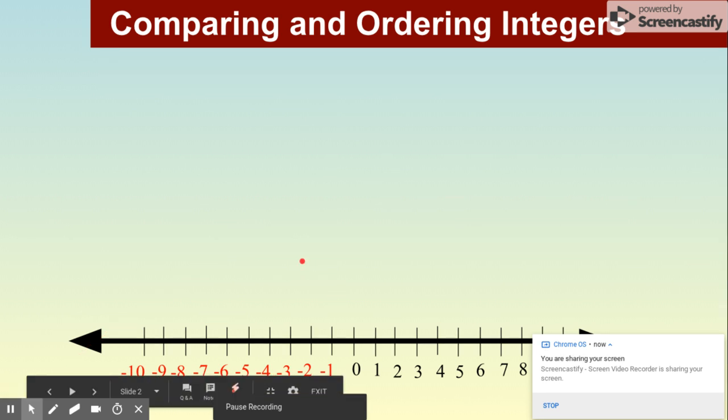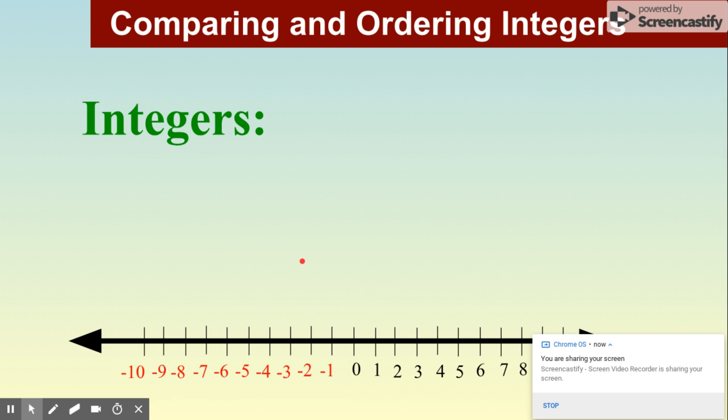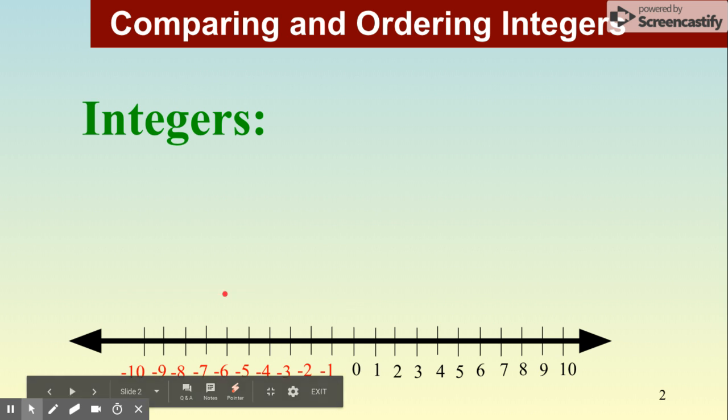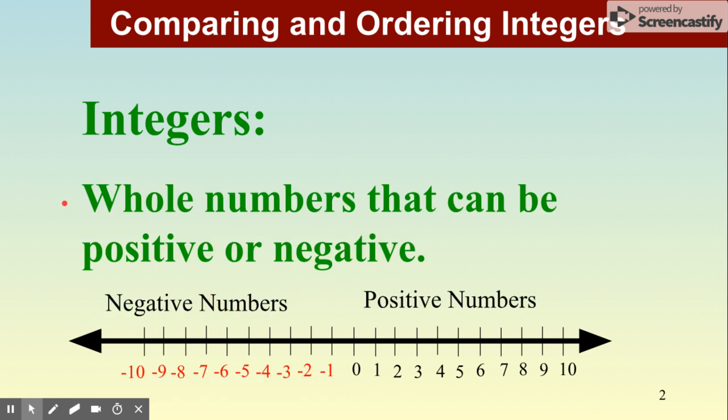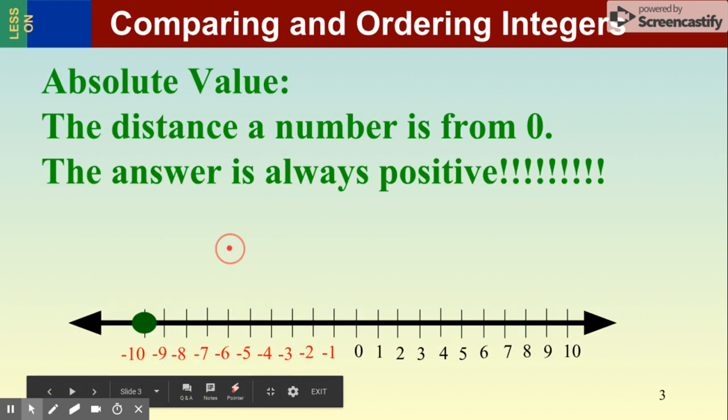Now, first thing we're going to talk about is what are integers and how to compare them. So I'd like you to make this number line to kind of show and remind you how that works. Close this here. And notice the positives go to the right and the negatives go to the left. Integers, by definition, are any whole number that can be positive or negative. So no fractions or decimals, but numbers that go to the right, which are positive, and to the left, which are negative.